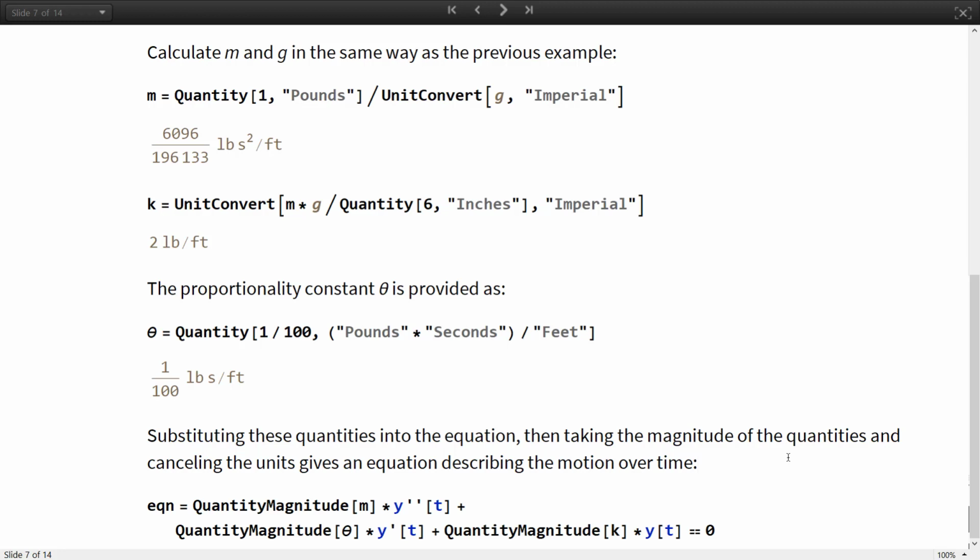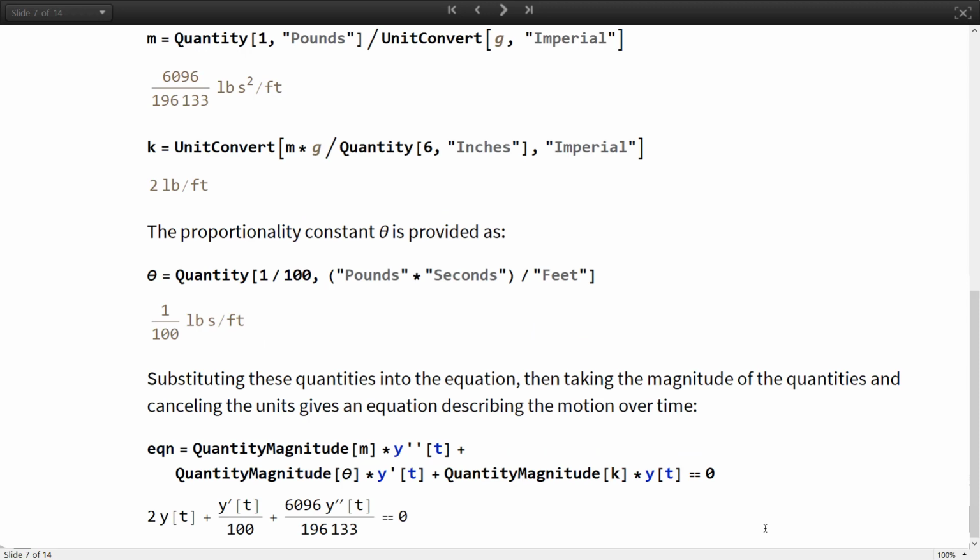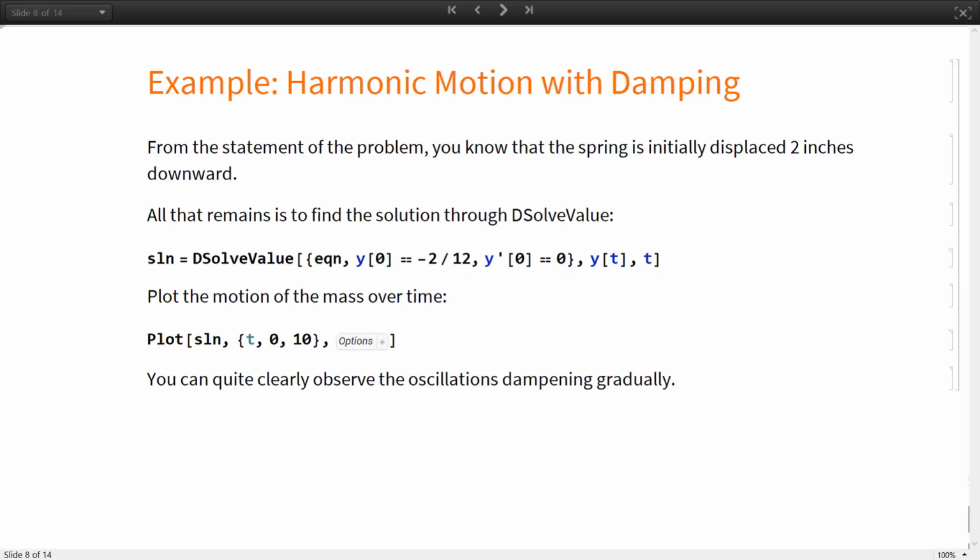Substituting these values into the differential equation and taking the magnitude of the quantities to cancel the units gives an equation for the motion over time. Now that we have the equation defined, we can solve it with DSolveValue. However, we first need to define the initial conditions for this initial value problem. From the statement of the problem, we know that the spring is initially displaced 2 inches or 2 over 12 feet downward. Like in the previous problem, the initial velocity of the object is 0.